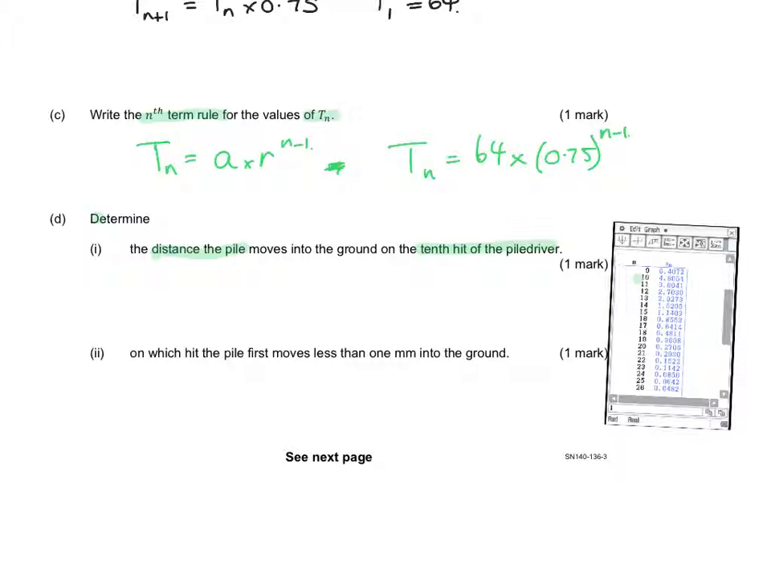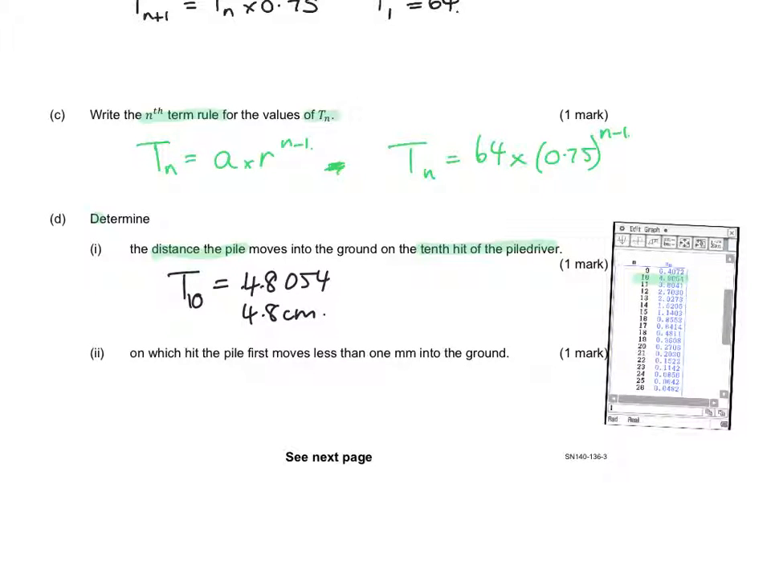Determine the distance the pile moves into the ground on the 10th hit of the pile driver. So I've put this recursive relationship into sequences on my ClassPad, and I can see that T10 equals 4.8054. So that's 4.8 centimetres.